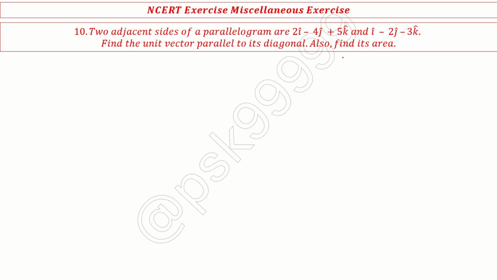Area is very simple. You will do just the vector product and you will get the area. But how do you find the diagonal? Okay, how do we find the diagonal?